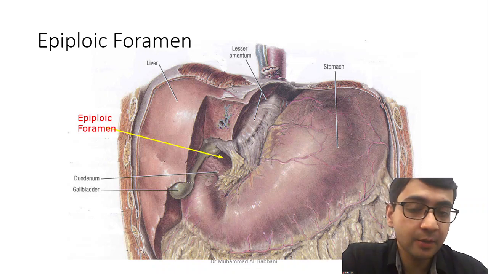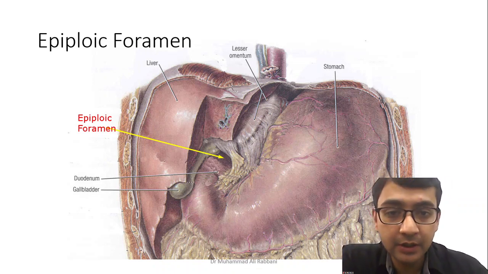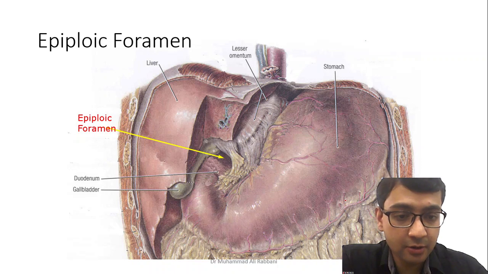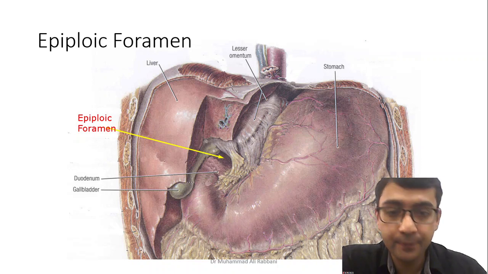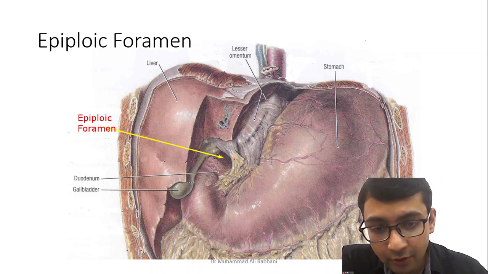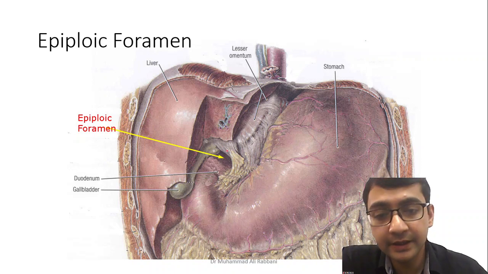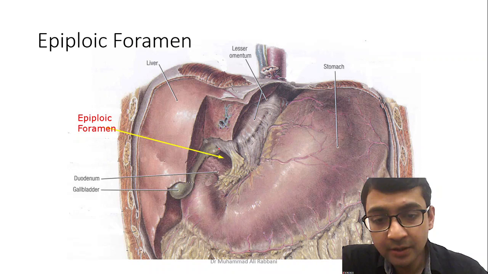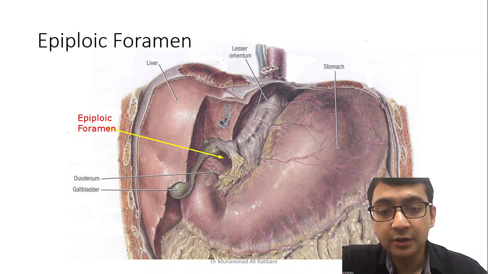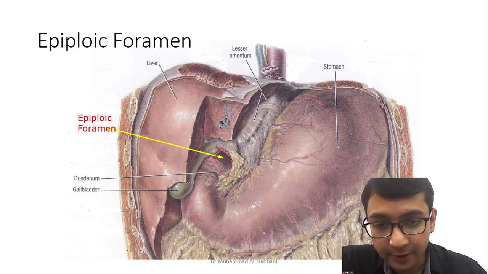You are seeing the stomach and lesser omentum without removing them. So this is the lesser omentum, this is the stomach, this is the greater omentum below, and this is the lower free margin of the lesser omentum, and here is the epiploic foramen. So what are the boundaries of the epiploic foramen? So this is the epiploic foramen between them.